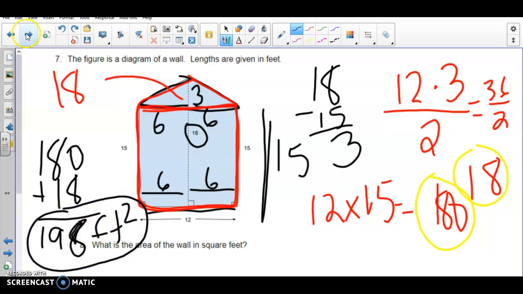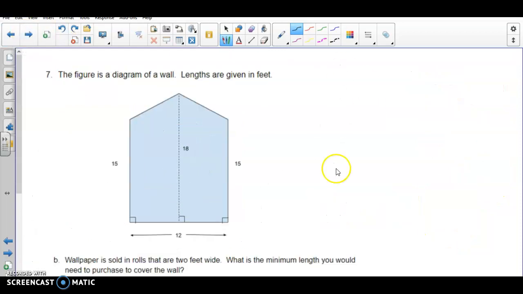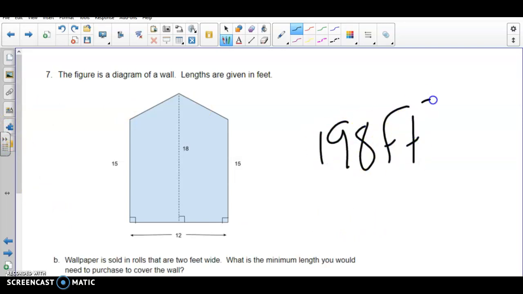Okay. And then the next part of it is wallpaper is sold in rolls that are 2 feet wide. So I do know that the area that I found was 198 square feet. And if I wanted to find out what is the minimum length you would need to purchase to cover the wall?